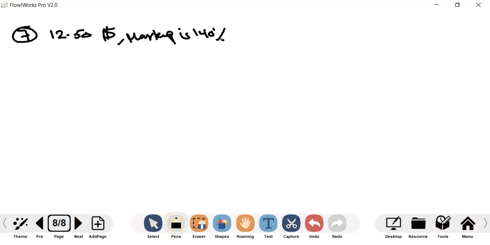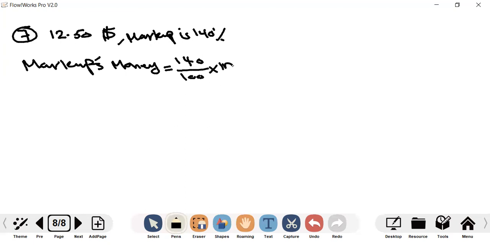So first step, we find what? The markup money, right? Let's find the markup money. Markup money equals 140 over 100 multiply the original or the wholesale cost, which is 12.50.